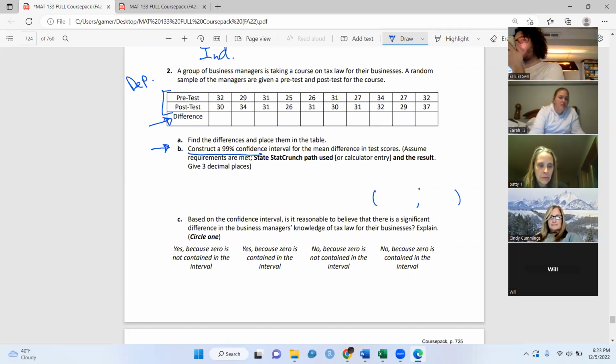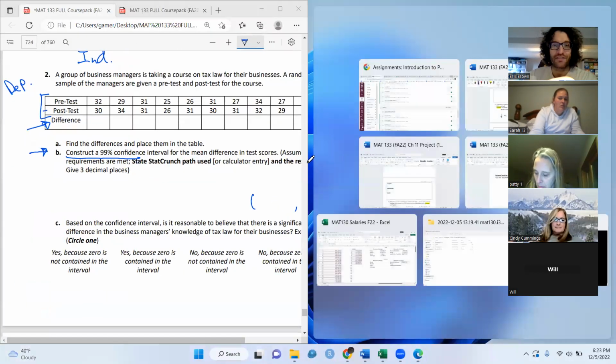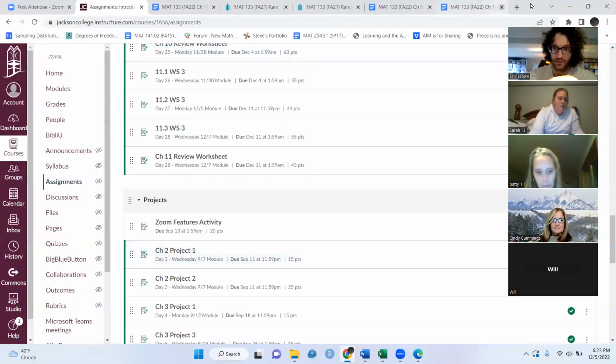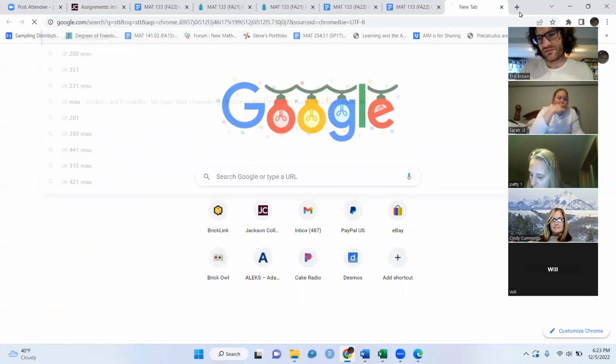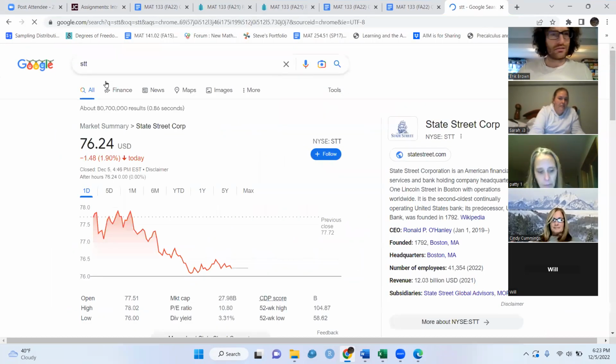So the pre-test goes in its own category and then the post goes in its own? Yeah, because we're going to let StatCrunch do this subtraction. Okay. Pre minus post. You could do it yourself in your head if you wanted to. But you have to enter it in StatCrunch at some point anyway, so why not let StatCrunch do all the work? Did I answer your question? Yes.